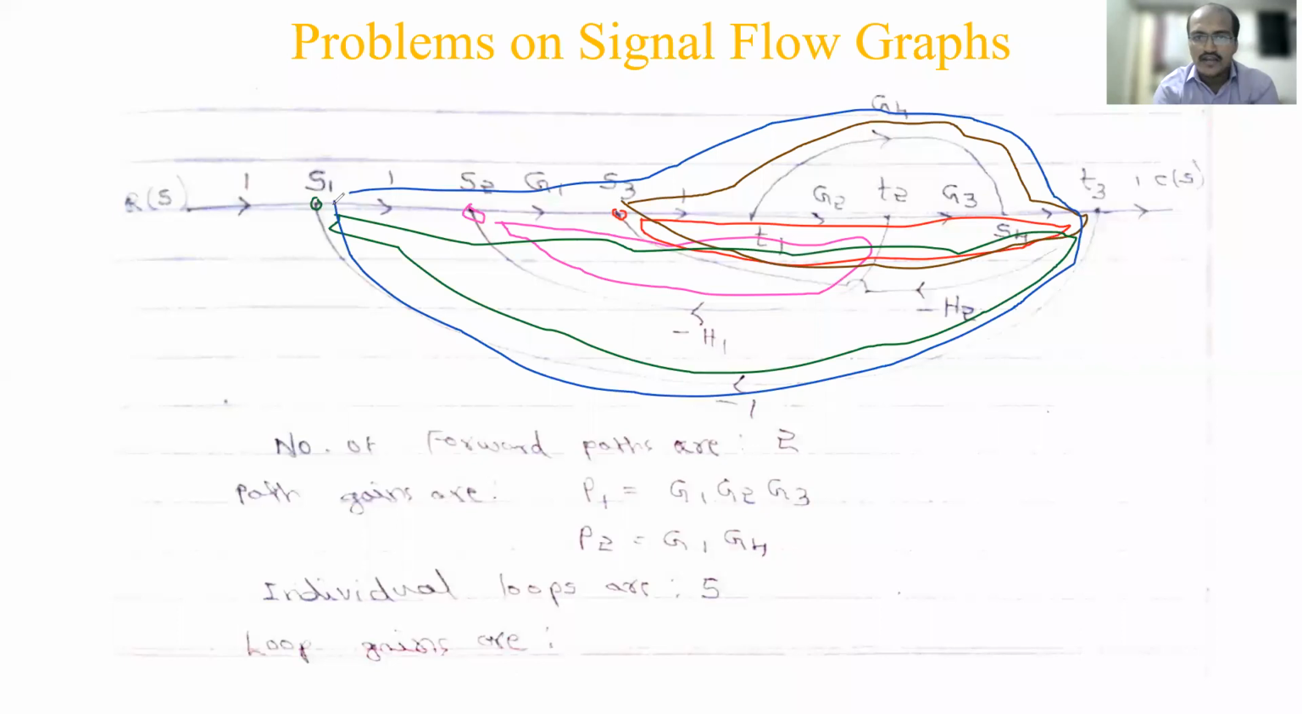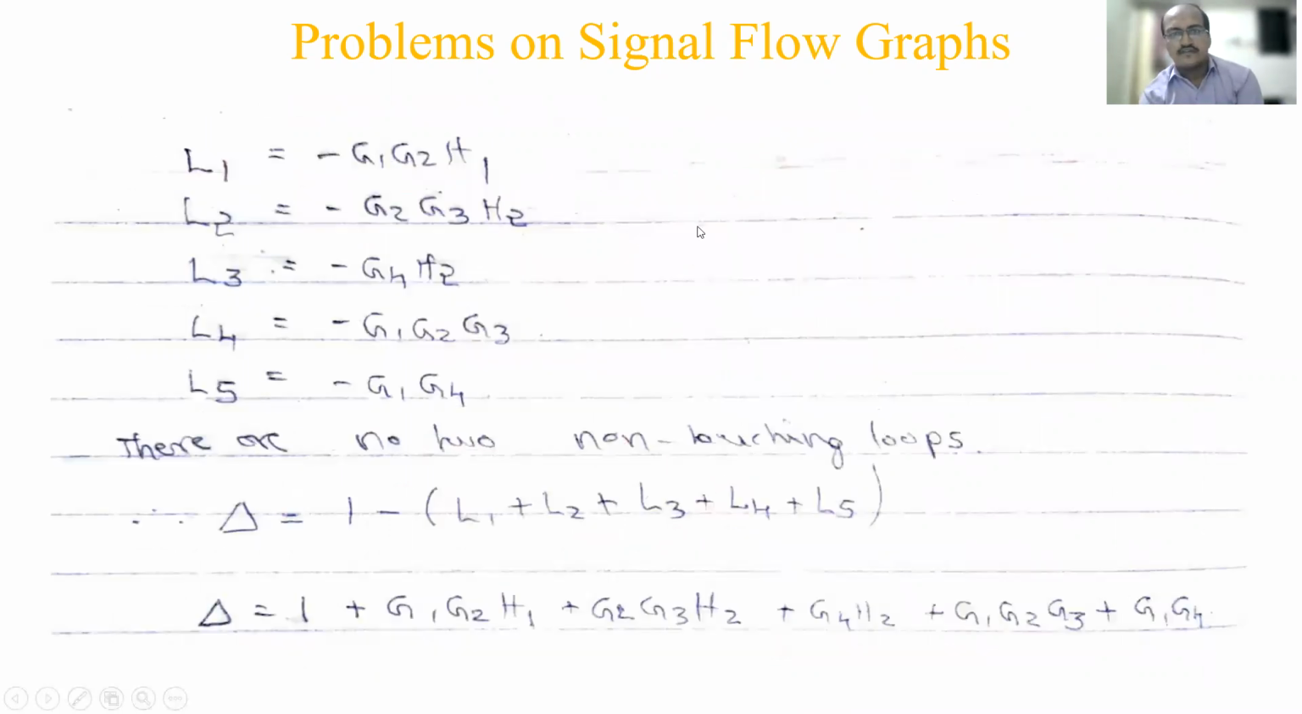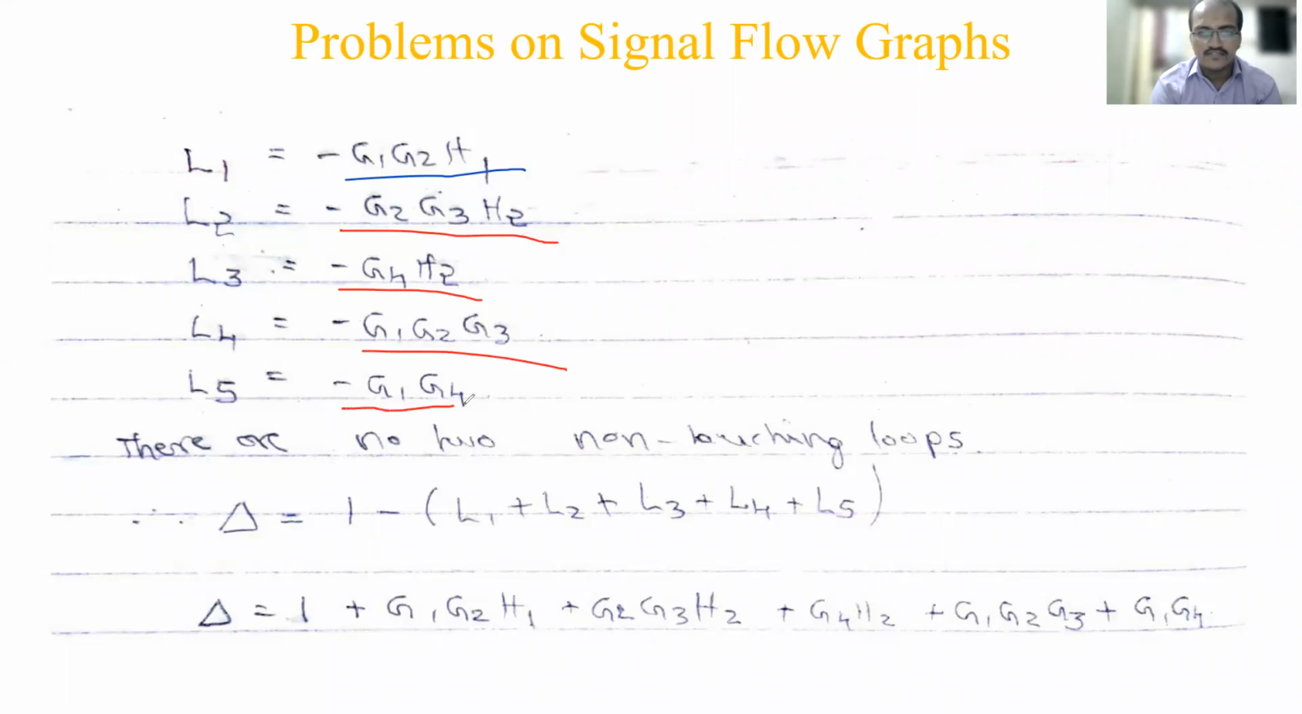So the starting point and the end point. So we'll write down the products of these loops. Like that, we'll write down the answer. So the first loop is minus G1, G2, H1. Then the second loop is minus G2, G3, H2. Then the upper path, I told you, is minus G4, H2. Then starting from S1 to T3, minus G1, G2, G3, -1 path. And then the last is minus G1, G4. So all the values are written.